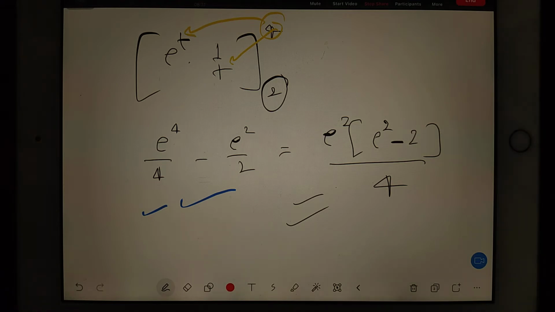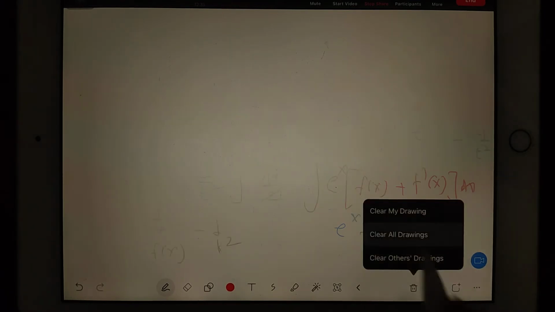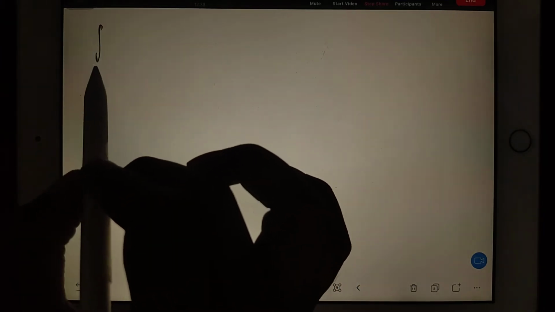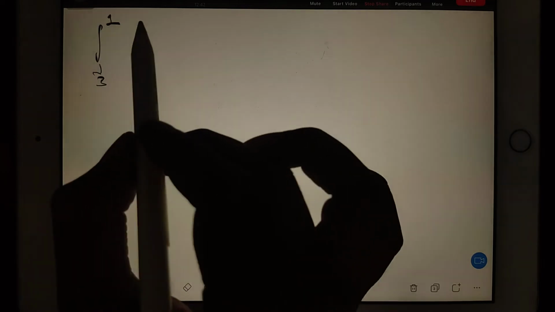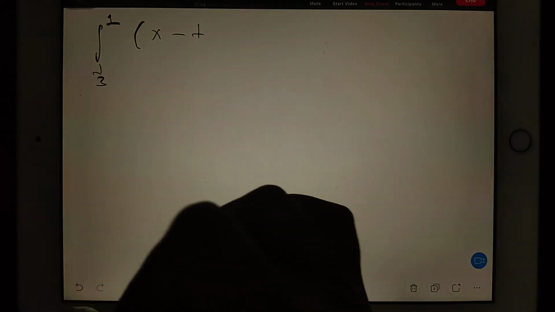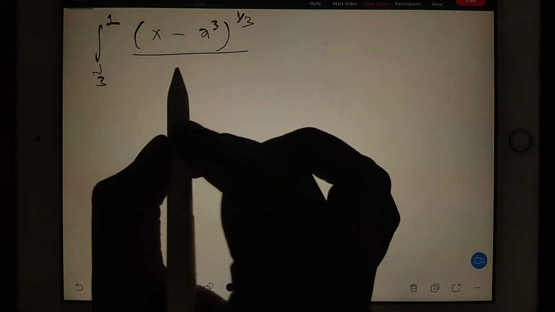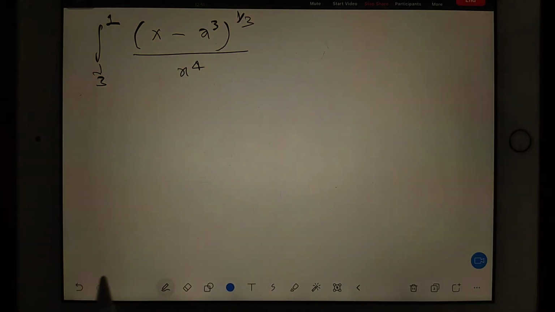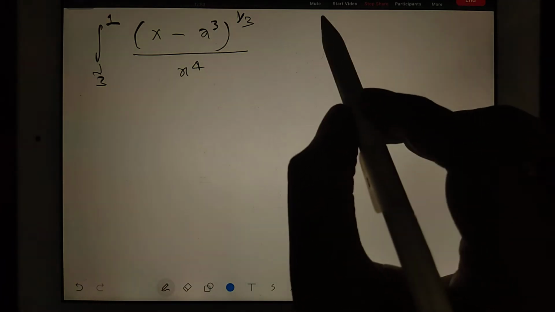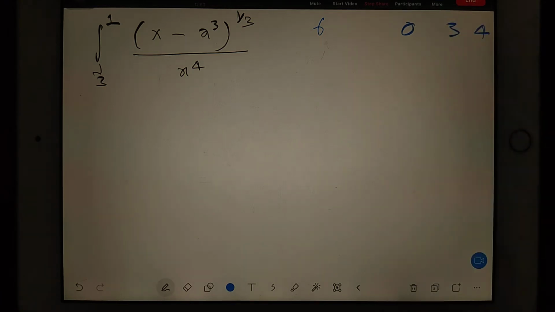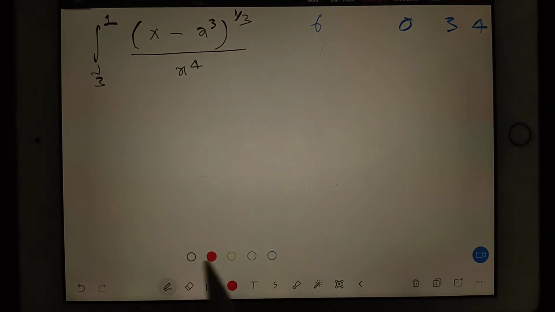Okay, copy this. Now we will solve another very good problem. The problem is limit of integral from 1 by 3 to 1 of x minus x cube to the power 1 by 3, whole divided by x power 4. Now see, four options are given: 6, 0, 3 and 4. Out of these four options, which option is the correct option? For that we can actually solve this.